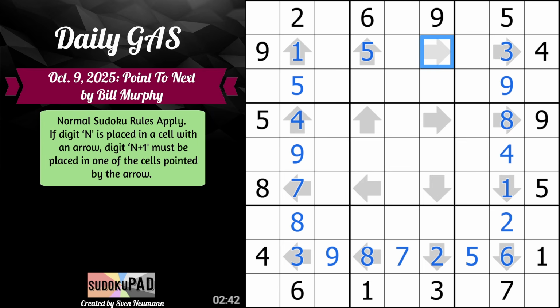2, 6, 7, 8. So it's either going to be 6, 7 or 7, 8. It cannot be 6, 7. This can't be 6. So just like the 9 here, we can actually just place 6 instantly. We know this must be 7, 8, and this will be the 2 that we were missing otherwise.